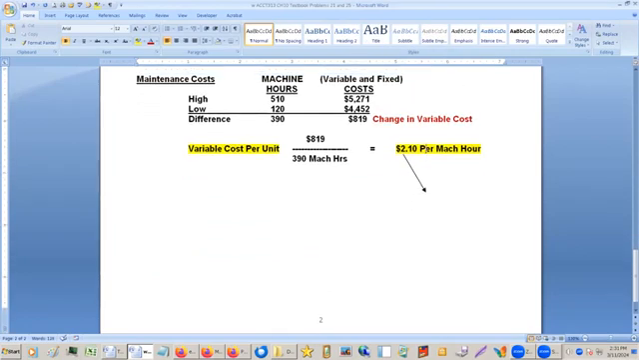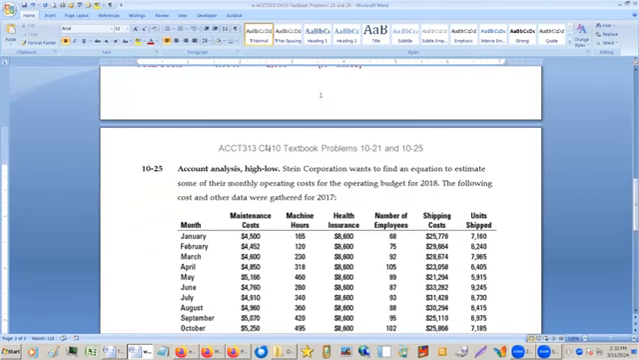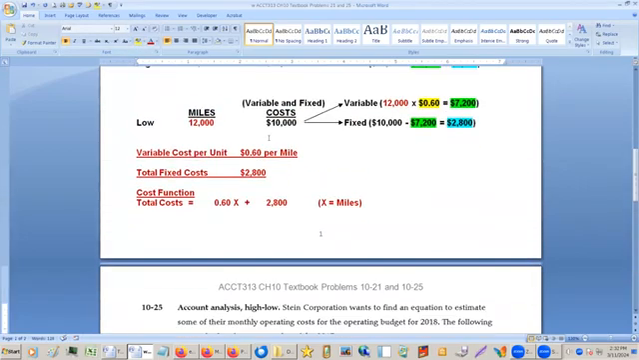Okay, so this is our variable cost. This is per unit. Probably should say per hour. And probably should say the same thing up here. The other one, I should change that up above. This one is per mile.